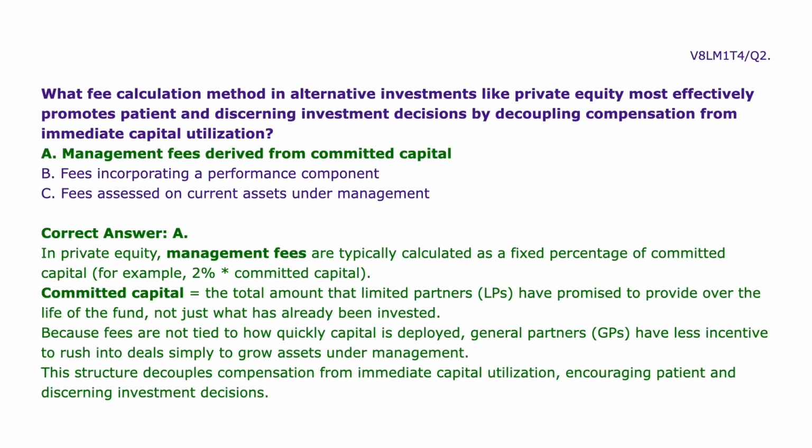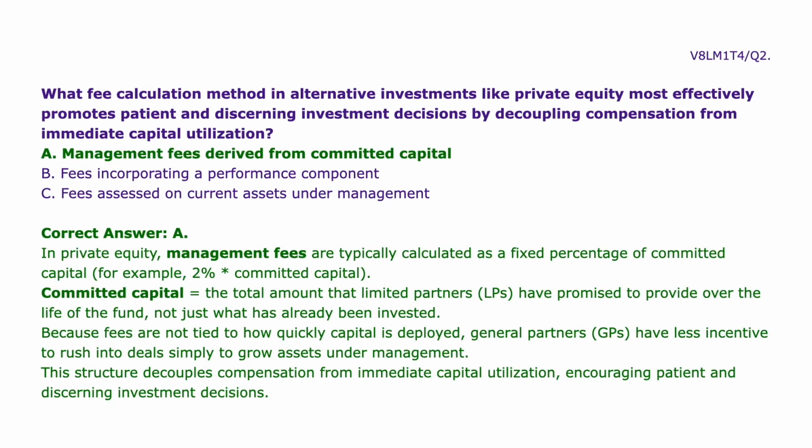Management fees in private equity funds are often 1% to 2% of committed capital. Committed capital is the total amount limited partners promise to invest over time. This means the general partner gets paid based on the full commitment, even if not all capital is called yet.